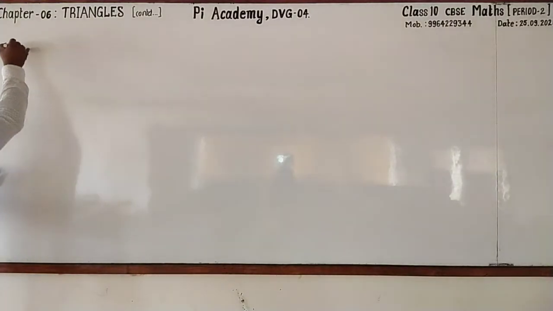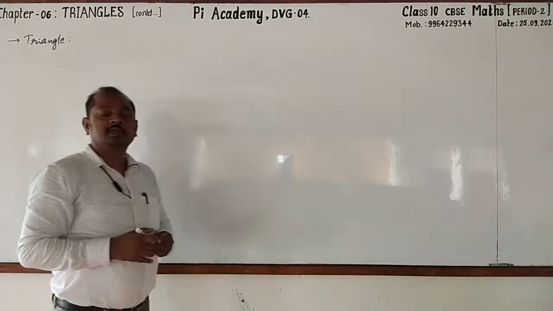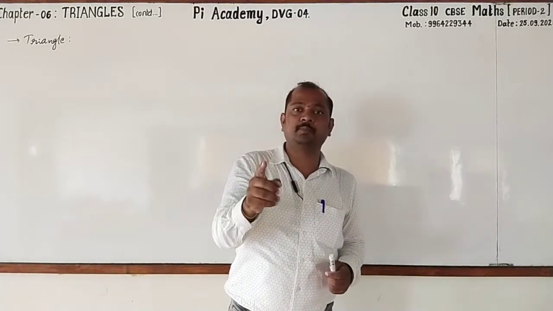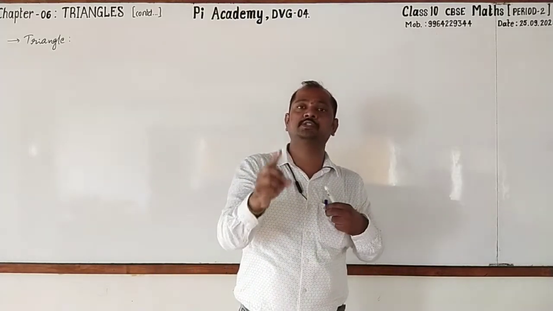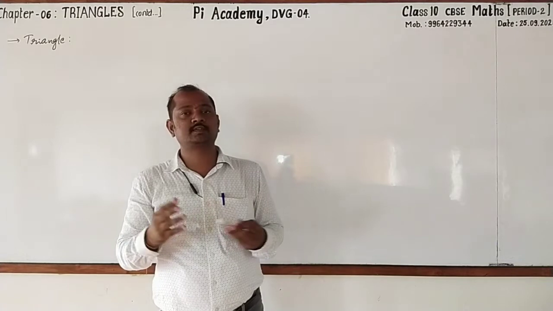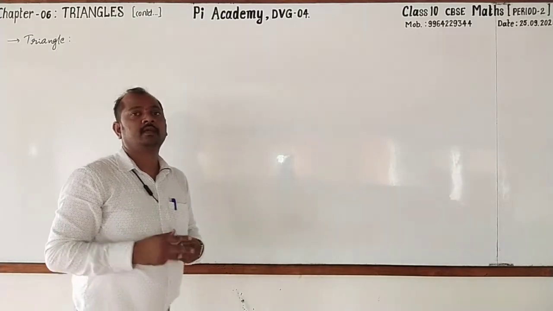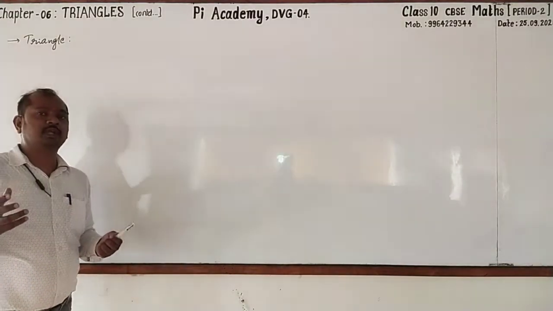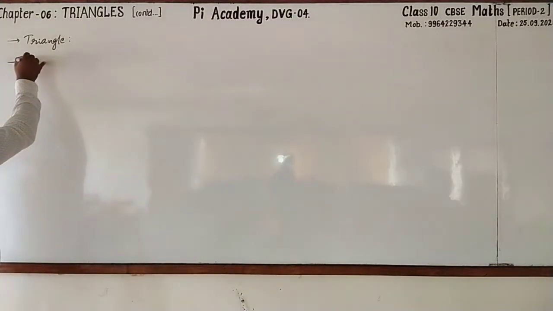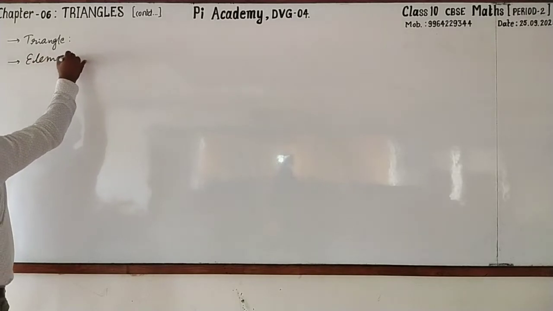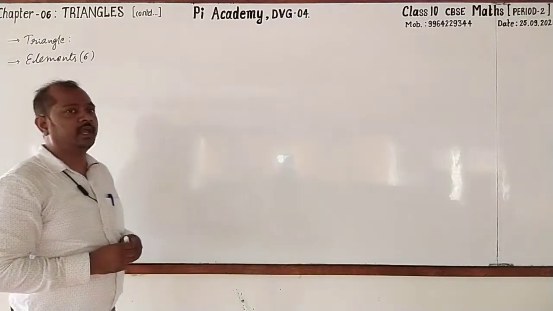The first point is the definition of triangle. How do you define it? It is a geometrical figure bounded by three line segments, or a geometrical figure formed by joining any three non-collinear points is called a triangle, or a three-sided polygon is called a triangle, right? Then could you tell how many elements does a triangle have? Very good. There are 6 elements. Then what are these elements? They are 3 sides and 3 angles.